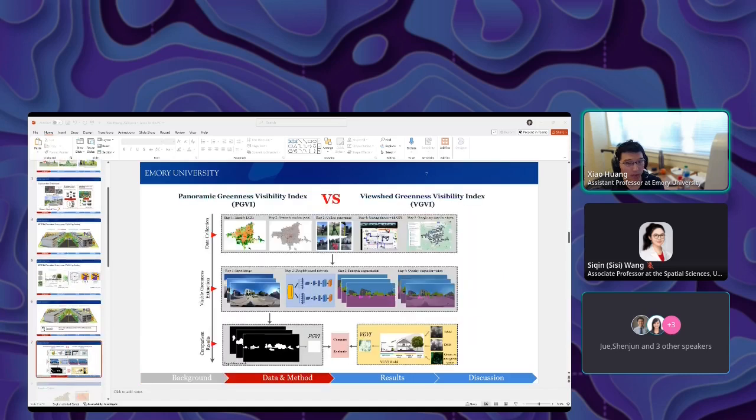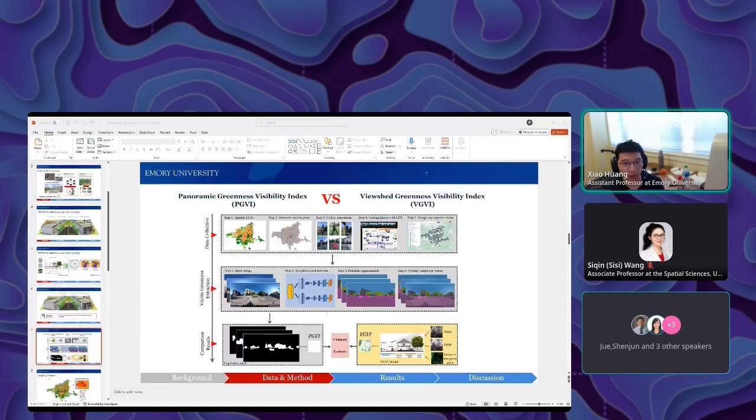So our team developed an evaluation framework by comparing the simulated greenness with the ground truth data captured by panoramic pictures. We call it PGVI versus VGVI. Essentially, what we're trying to do is investigate the consistency between the simulated greenness visibility and the pictures we've captured in different areas.